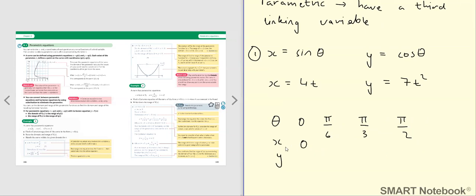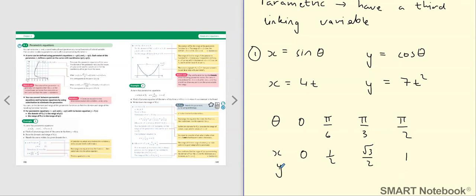Now, if I substitute these theta values into x, sine of pi over 6, can you please tell me what is sine of pi over 6? In the chat. Right, okay, so yeah. So now when you put your calculator into radian mode and type that in, you get a half. Sine of pi over 3 is going to be root 3 over 2. Sine of pi over 2 is 1.